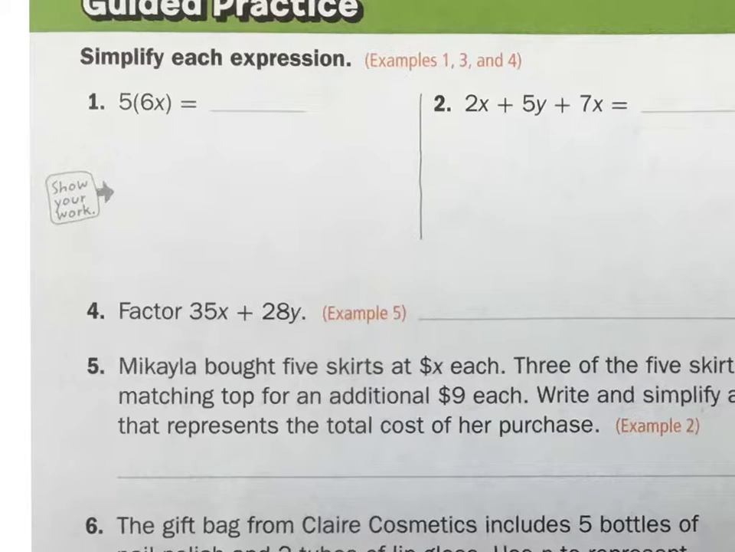Now, this is all multiplication. So basically what we're doing is we're multiplying 5 times 6 times x. The way we can simplify that is the 5 and the 6 can be multiplied together. So 5 times 6 is 30, and then the x, okay? And the way you can see if that works, let's pretend x equals 2. So I'll put it in here.